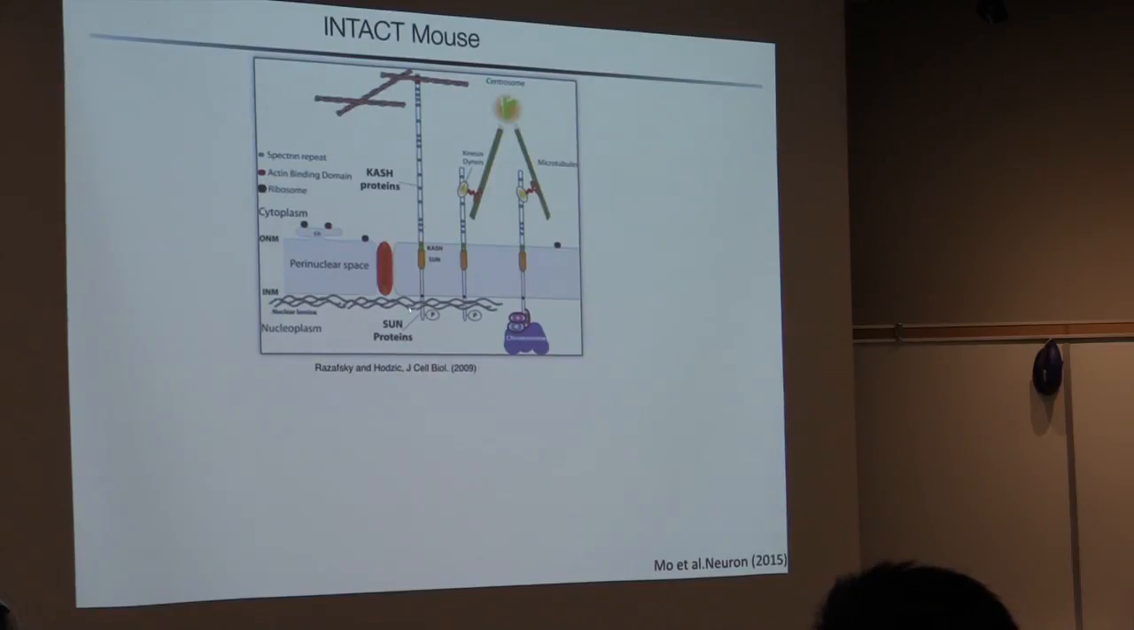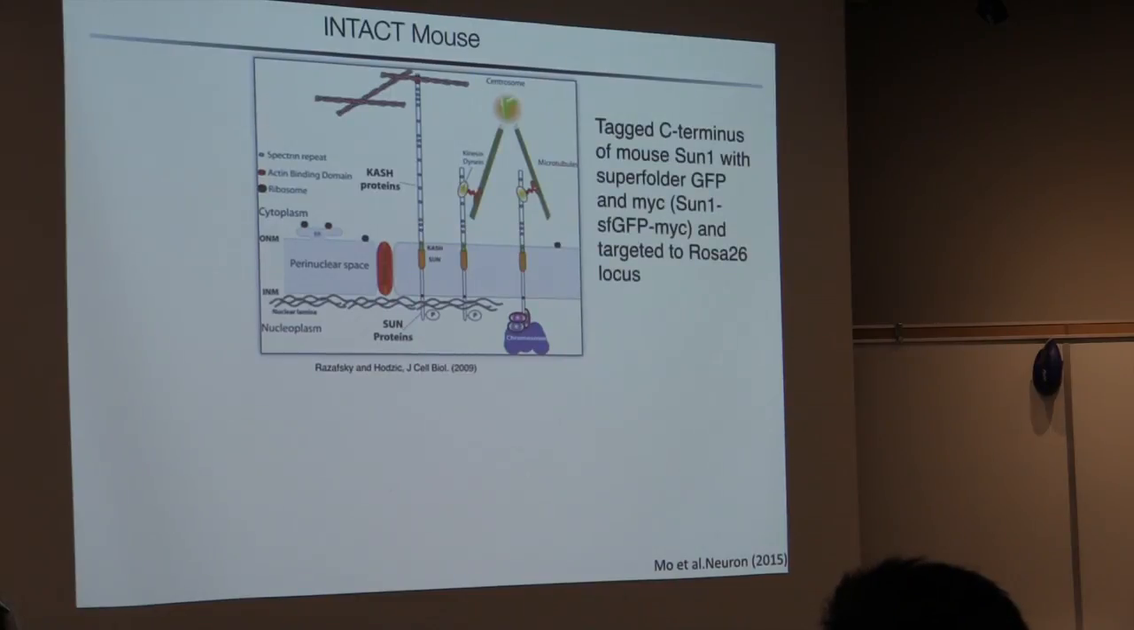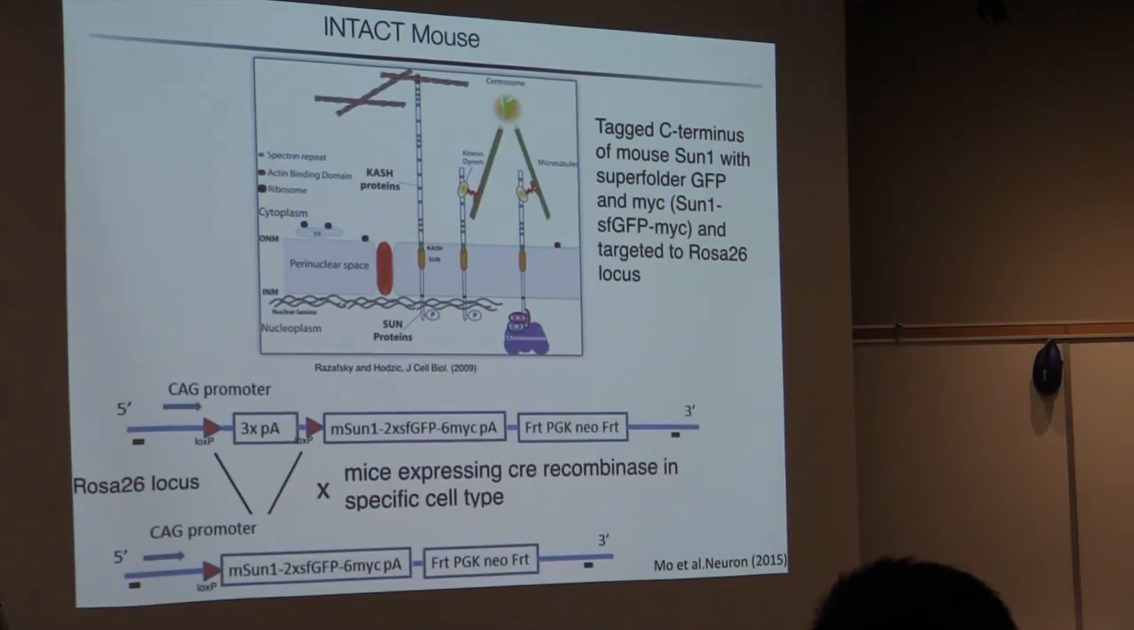which is that there's an integral nuclear membrane protein called SUN proteins that are involved in meiosis. And you can grab this transmembrane domain and make fusions to GFP. And so a student in Jeremy's lab, MD PhD student Alyssa, made a construct that had this SUN1 domain with two times superfolder GFP with a MYC tag and targeted it at the ROSA26 locus in the mouse. And this is the so-called INTACT mouse, which you can get from Jackson Labs now.